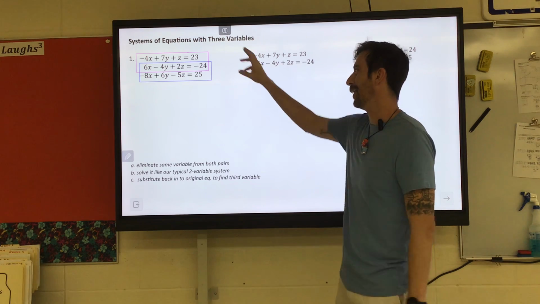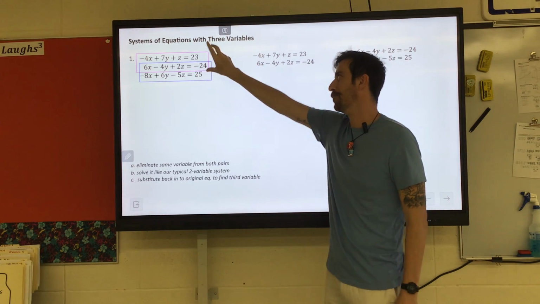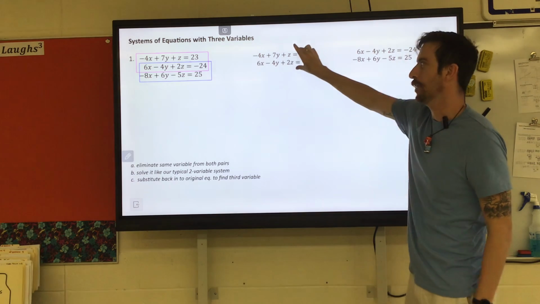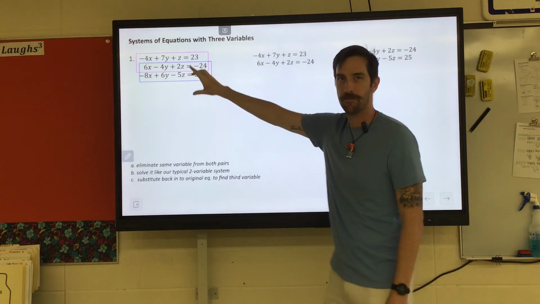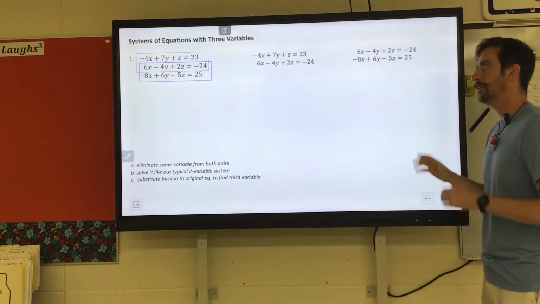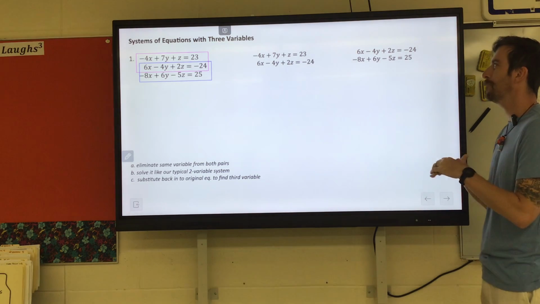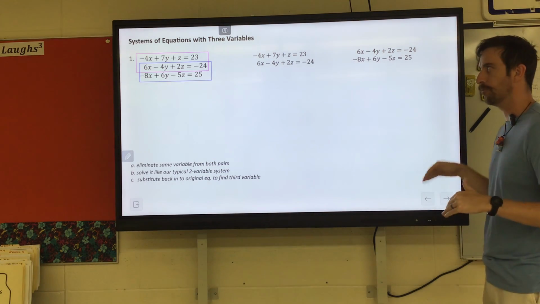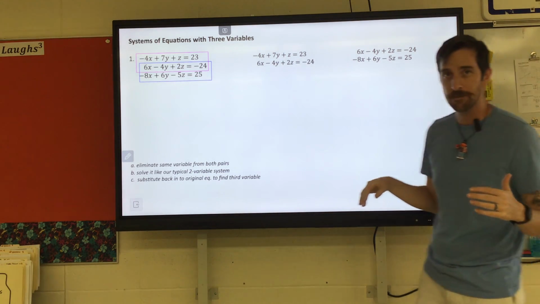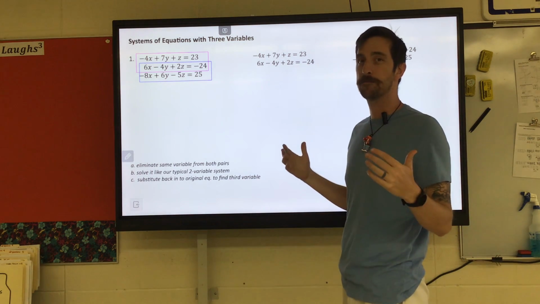So if you look, here's our first problem. I copied the first 2. I put them right here. I copied the second and the third one. I put them right here. Now we're going to pair these up and we're going to eliminate the same variable from both of them. It doesn't matter which variable you get rid of first. It works for all of them.